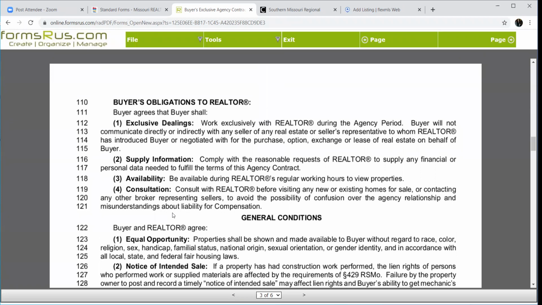I like this section to go over with my buyers because it kind of says, hey, you have expectations of me, but I also have expectations of you. Number one, and first and foremost, is everything goes through me. You're going to work exclusively with me. You're not going to call any other agents. You're not going to call any other clients. You're not going to do anything without letting me know, to avoid any confusion about whether or not I'm entitled to my commission. Okay?